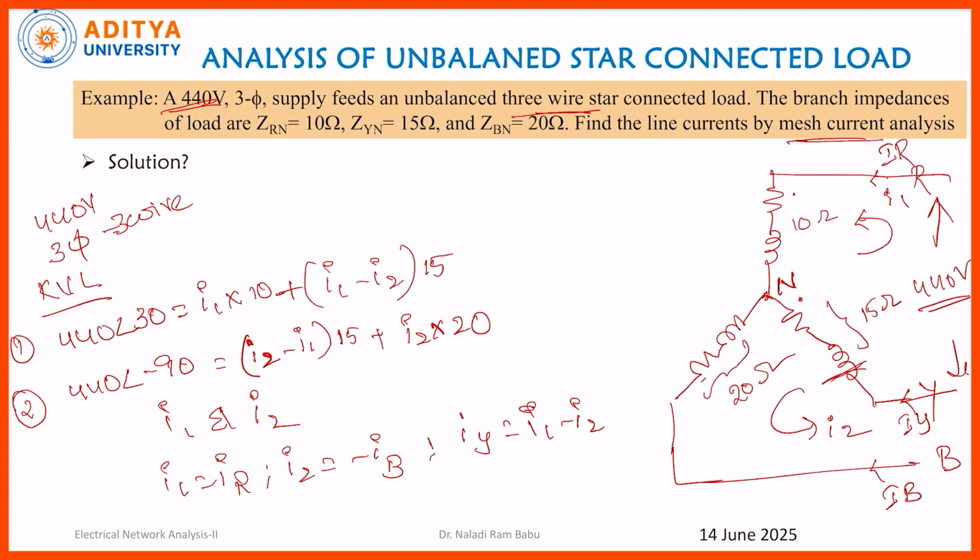Line currents are nothing but phase currents in star connection. Apart from that, we need to calculate the values of line voltages and phase voltages. That means in extension to this numerical we are going for calculation of line voltage and phase voltages. So for this I am deleting this part.